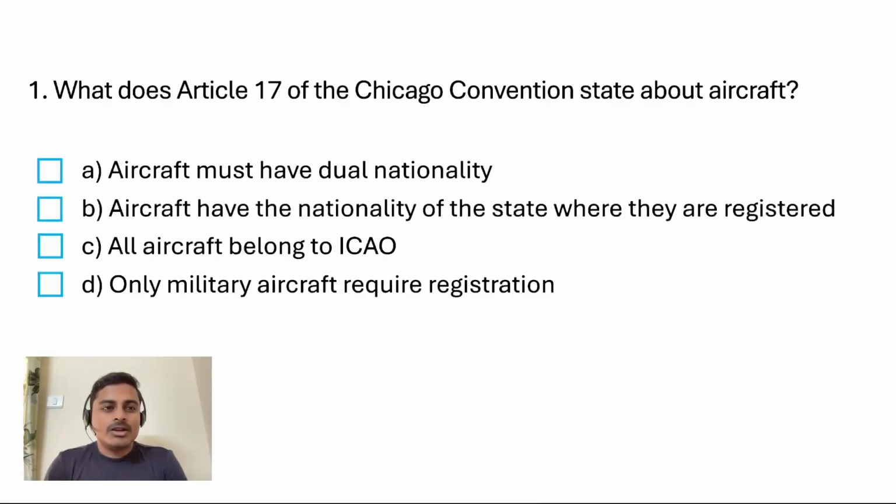Starting with question number 1. What does Article 17 of the Chicago Convention state about an aircraft? Option A, aircraft must have dual nationality. No, that's not possible. Every aircraft must have a single nationality, and even if the registration of that aircraft changes, the first registration has to be deregistered first and then move to the other country. So option A is incorrect.